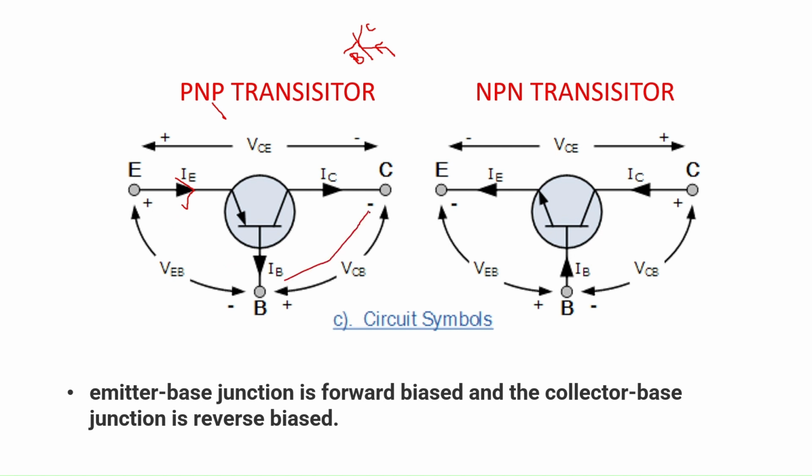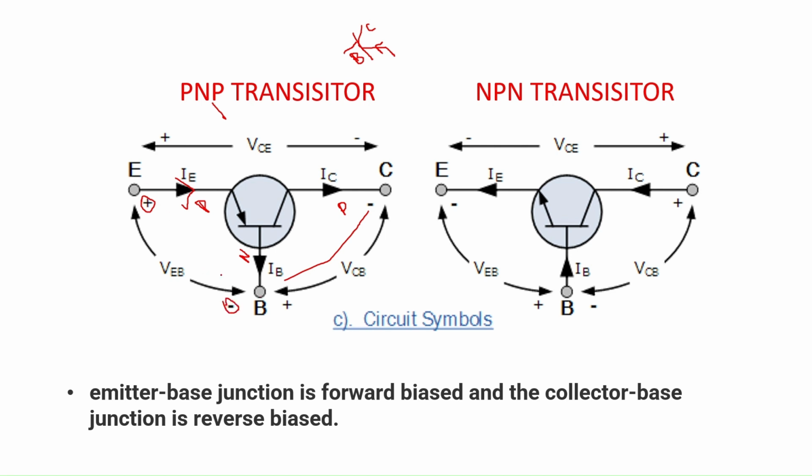This is a PNP transistor. The emitter is of P type, base is of N type, and collector is of P type. For forward bias, the positive terminal of the power supply has to be connected to P type. So the positive terminal is connected to the emitter and the negative is connected to the base. Thus, emitter base junction is forward biased.